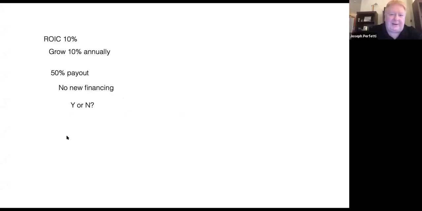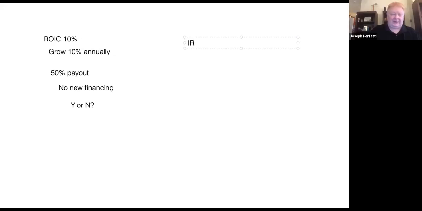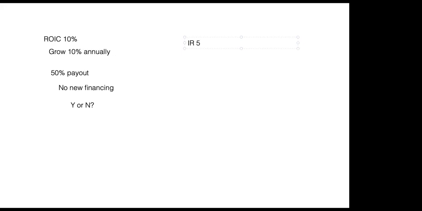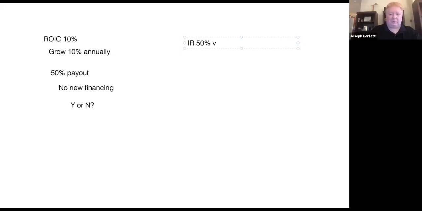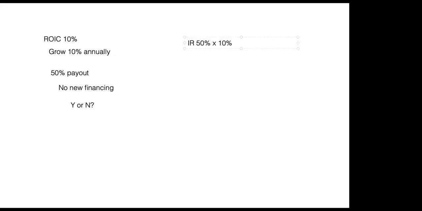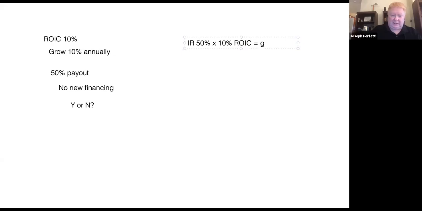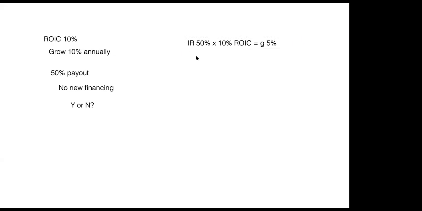No, they can't. They can only grow at 5% annually. How'd you come up with that? Just taking the investment rate, multiplying it by the ROIC to give the growth rate. So the investment rate is what? 50%, because 1 minus the payout rate is the investment rate. And the ROIC is what? 10%. So that's going to give me a G of 5%. Yep, basically what I just wrote out.